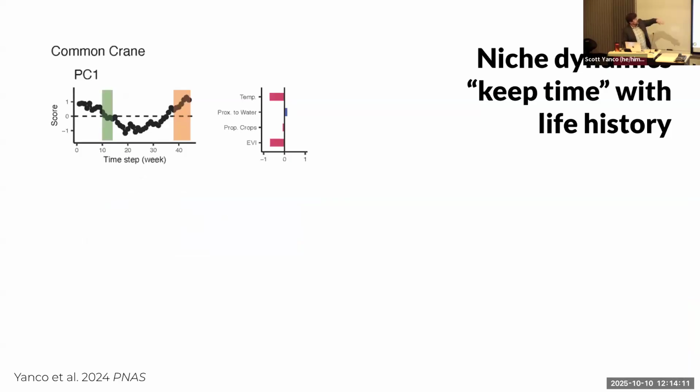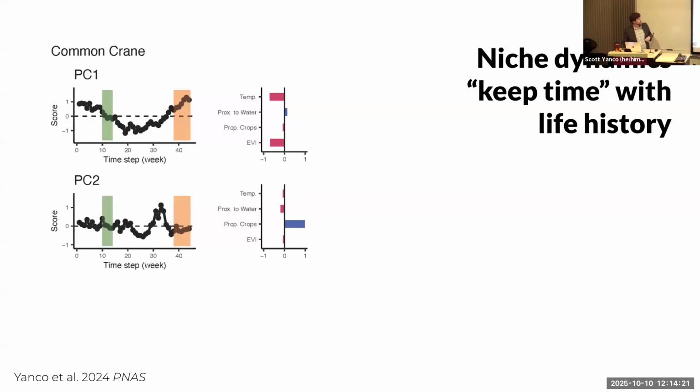Concrete, again, here, they're still seeing that big seasonal arc. In this case, what they're tracking and what they're not has flipped. So they're tracking proximity to water and proportion of crops, but they're letting temperature in the area. Here, we get a secondary axis that doesn't have to do with migration, but you get this spike at the end of the breeding season.